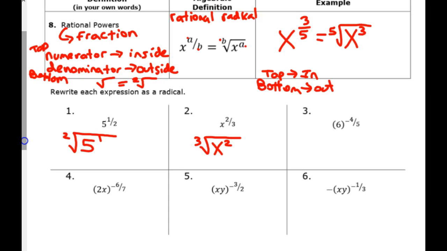Okay? Now, let's make this more hard, right? But before we get there, on number 3, what's tricky is there's a negative power. Now, we learned negative does what? It brings it down, right? Remember that? When we have a negative power, it brings it below the fraction, right? So that's what we're going to have to do.